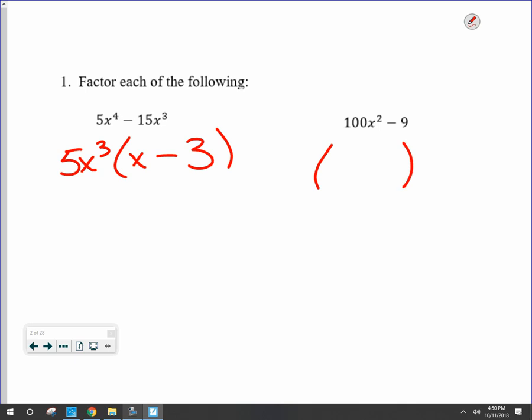The next one is the difference of squares, 10x times 10x minus 3 and plus 3. So values, 10x times 10x, 9 gives 3 and 3, 1 plus and 1 minus, difference of squares.